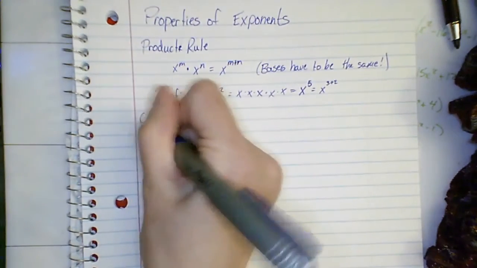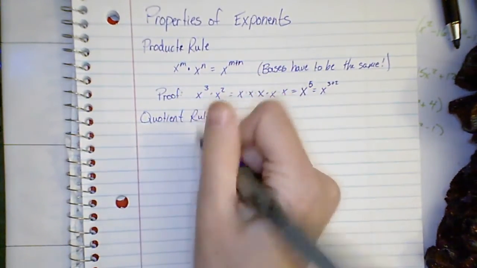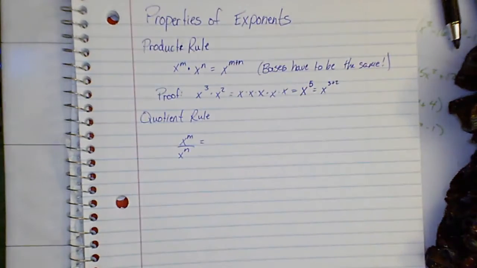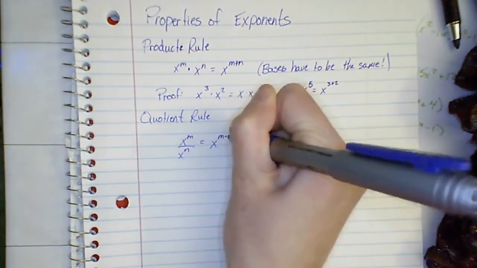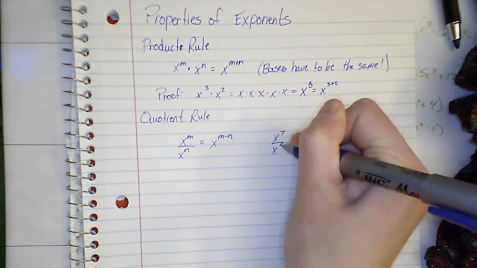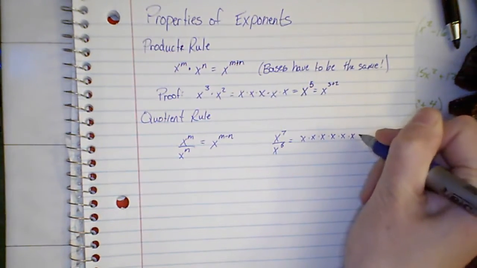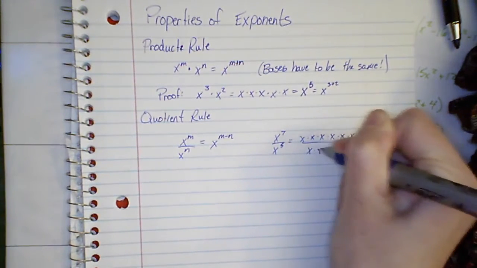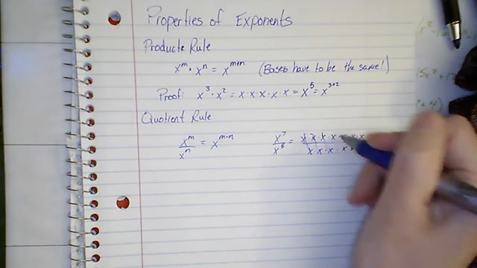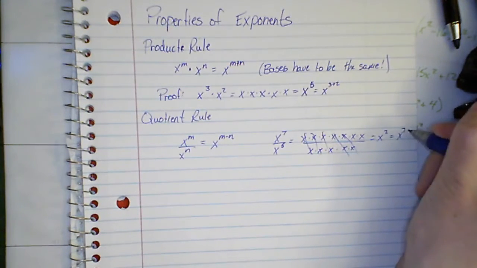We have the quotient rule, which states x to the m over x to the n. When you divide, we take the powers and subtract them. So the proof, x to the 7th over x to the 5th, if we write these out, we know x divided by x is 1, so these cancel out, and we are left with x to the 2nd, or x to the 7 minus 5.